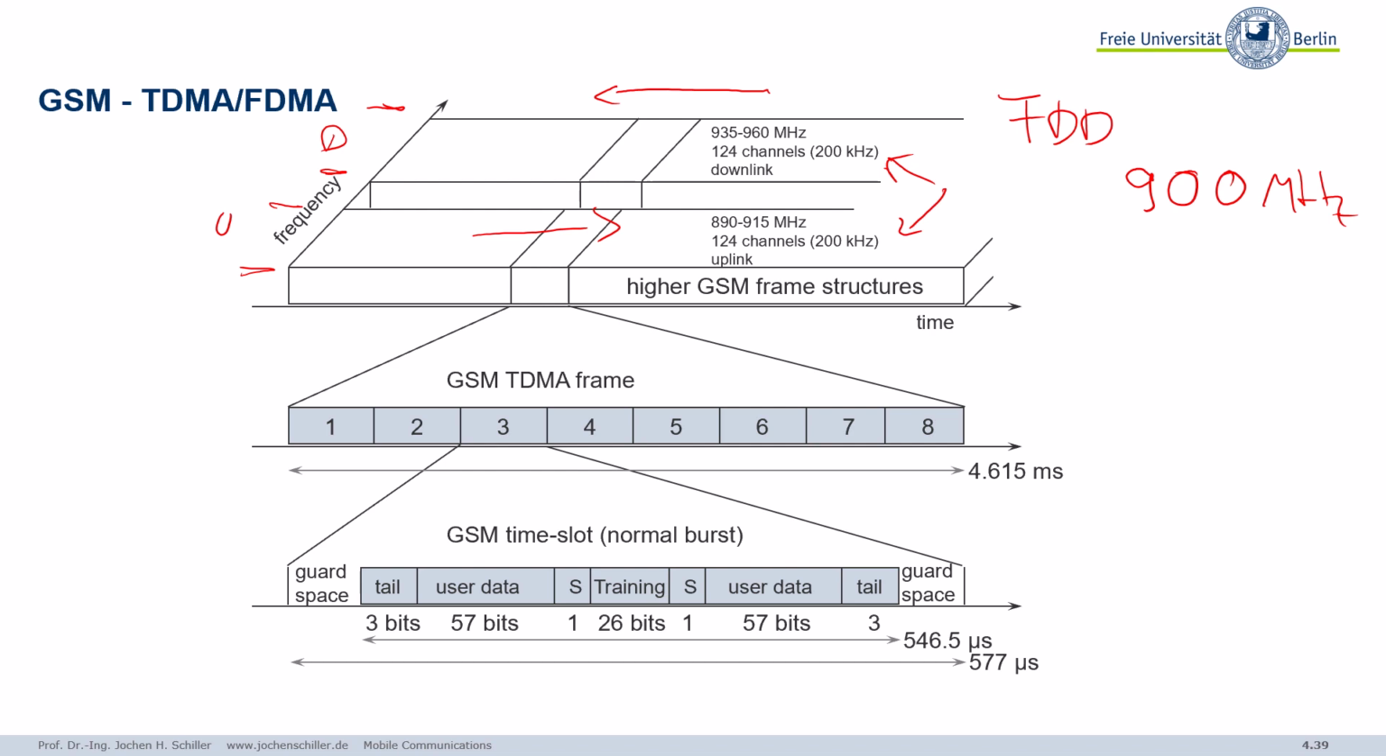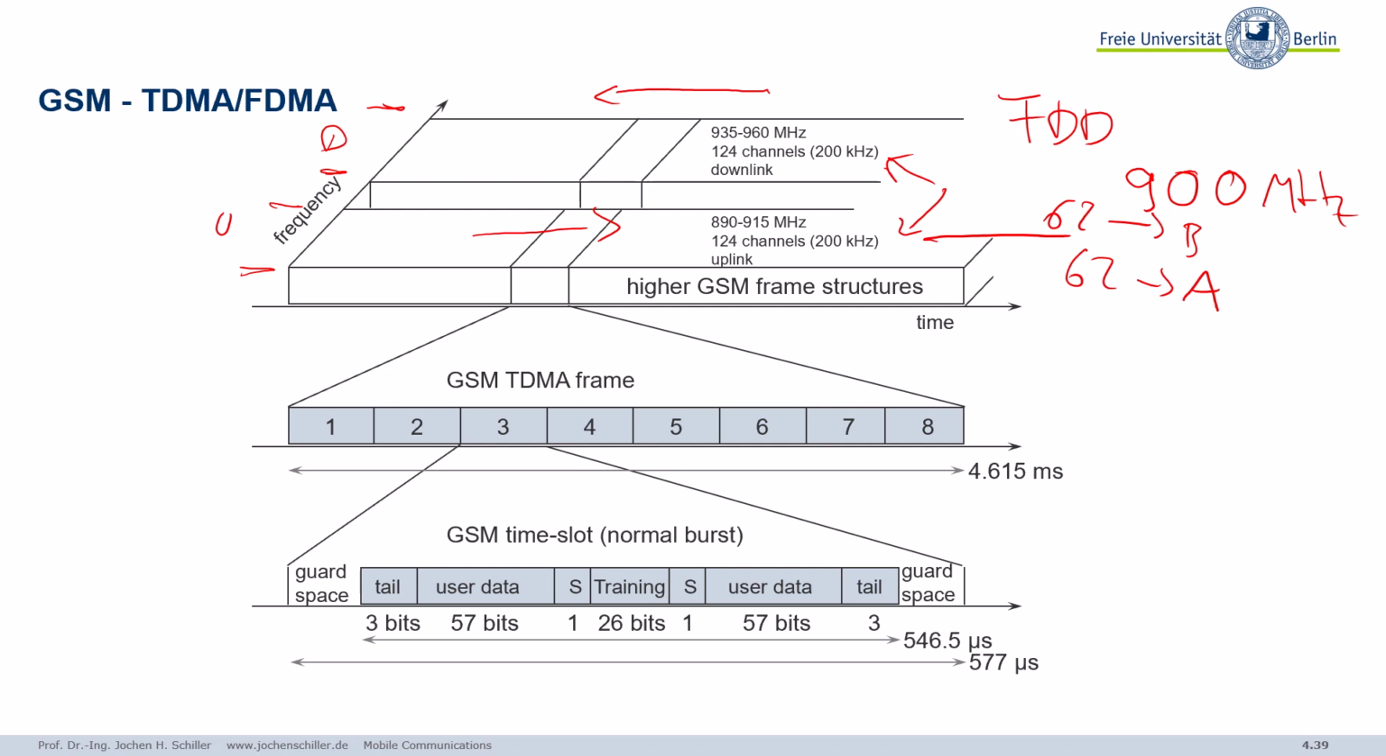And for example, some authority can say, okay, the lower 62 channels I will assign to operator A and the upper 62 channels to operator B for the uplink and the same for the downlink. That's the basic idea of separating different networks of different operators. So we separate the direction uplink downlink using FDD. We separate different operators using FDM.